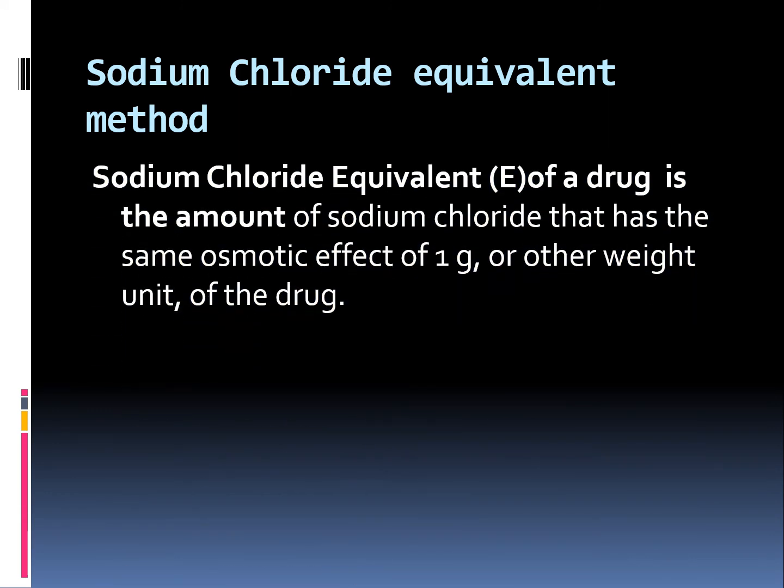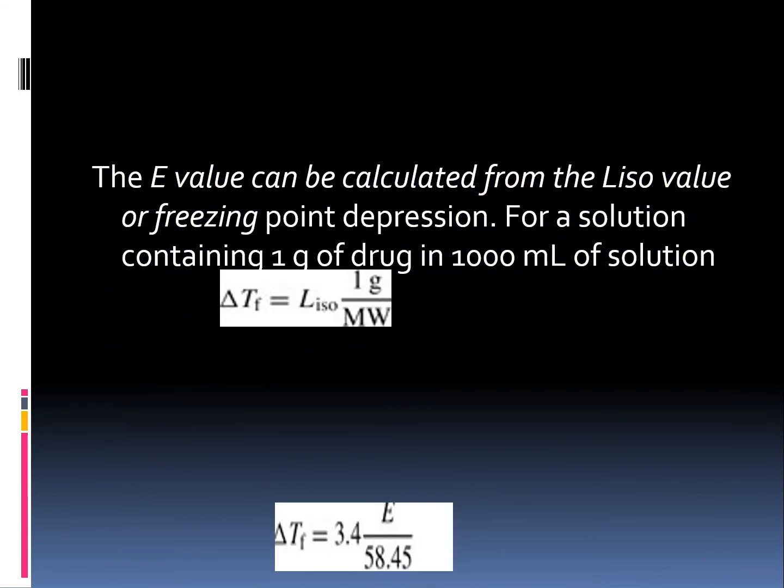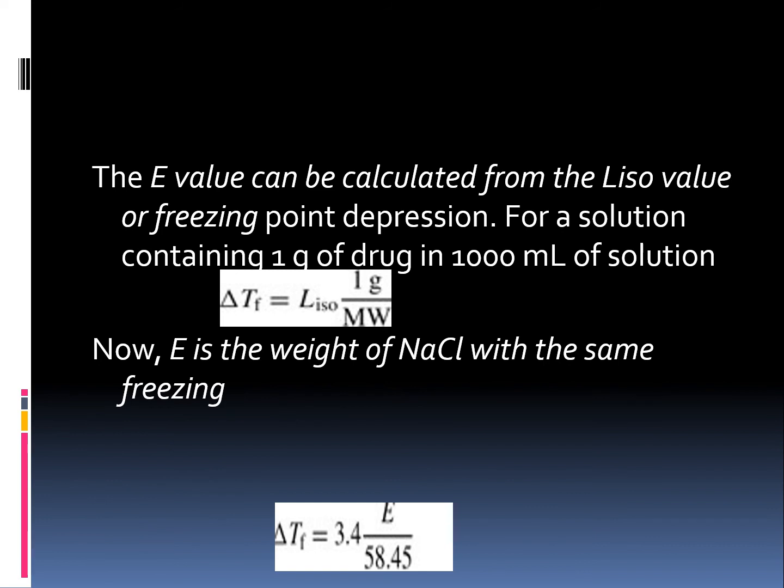Sodium chloride equivalent method. Now, the sodium chloride equivalent of a drug is the amount of sodium chloride that has the same osmotic effect as 1 gram or other weight unit of the drug. So from this we need to calculate the E value, that is the equivalent value. It can be calculated from the L-iso value or freezing point depression. So for a solution containing 1 gram of drug in 1000 ml of solution, the depression in freezing point is L-iso. These values we can get from the chart: L-iso into 1 gram upon molecular weight of the substance.